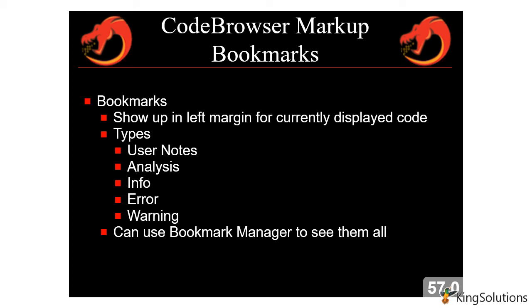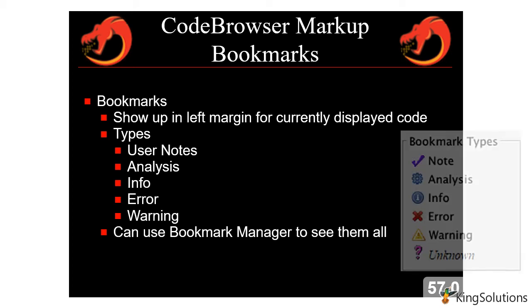They will be in the right margin when in listing view. If you would like to see a list of bookmarks, open the Bookmark Manager in Window, Bookmarks. The bookmark table allows filtering by text and/or bookmark type.